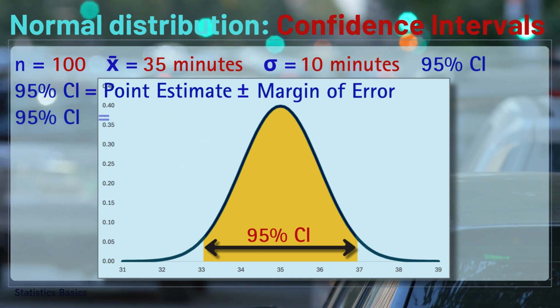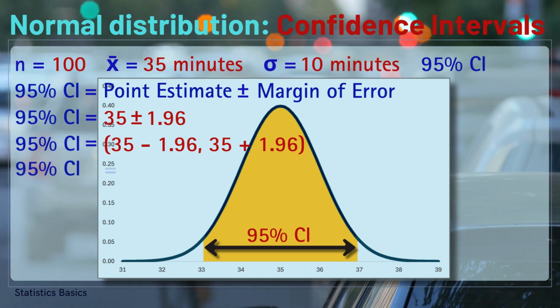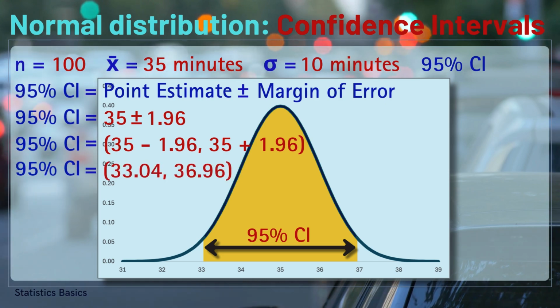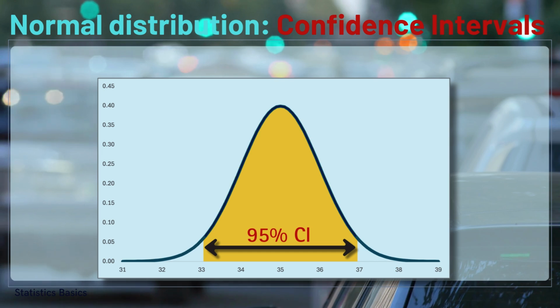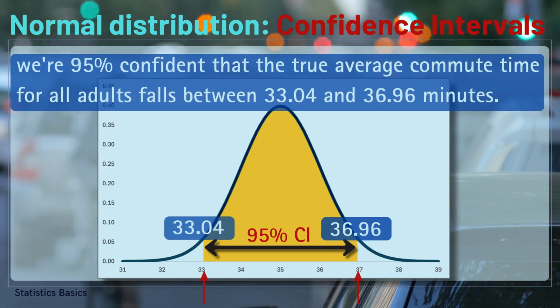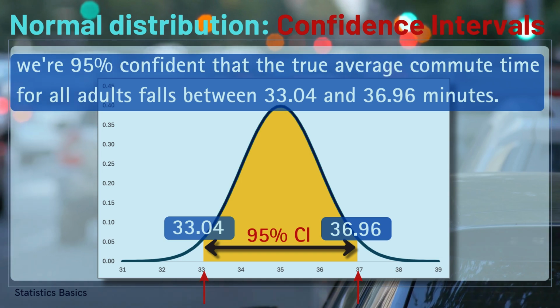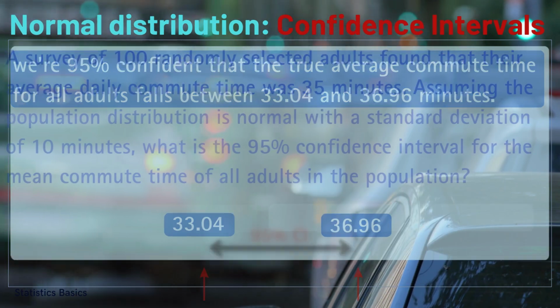By putting these values into the confidence interval formula, we find that the lower and upper limits are 33.04 and 36.96 minutes, respectively. This means we're 95% confident that the true average commute time for all adults falls between 33.04 and 36.96 minutes. Thanks for watching.